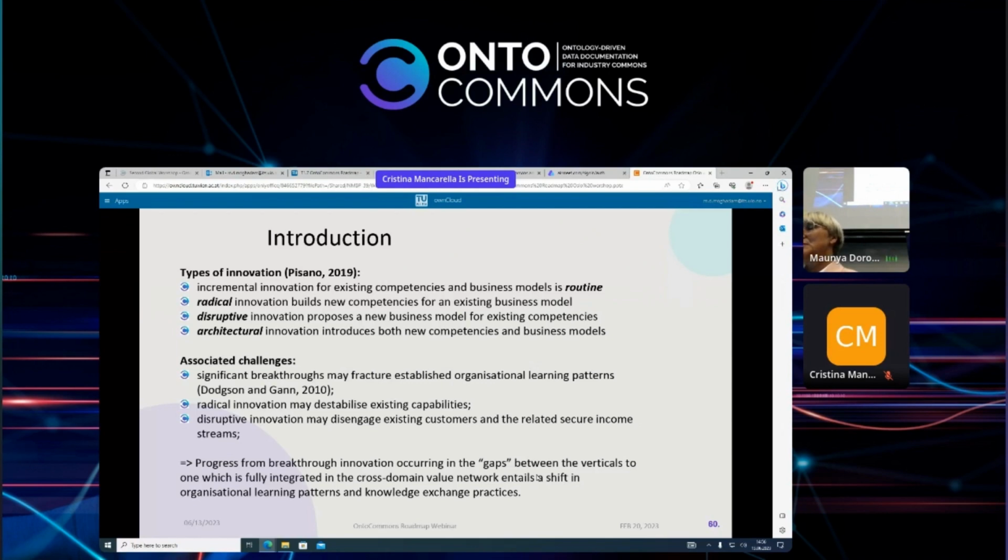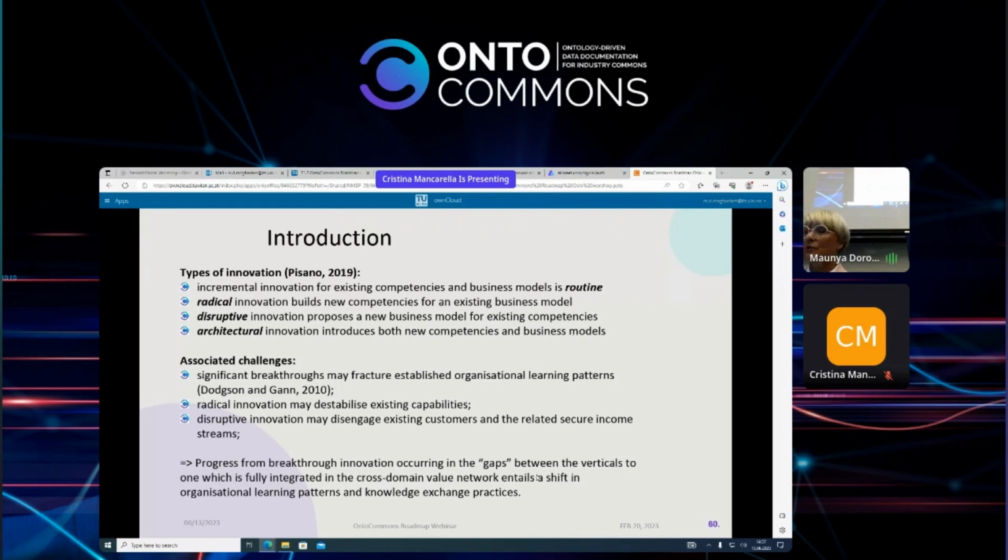Incremental innovation in industry is considered routine. This is what regularly happens. Technological innovation is considered to be radical because it builds new competencies for existing business models. Disruptive innovation is where new business models are proposed based on existing competencies. And if you use both radical and disruptive, then it's architectural because you're changing everything. And this one's the most risky for industry. So it's worth referring to this when we consider what kind of innovation we're dealing with.